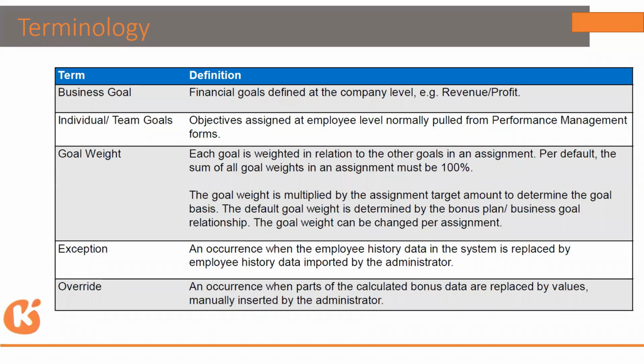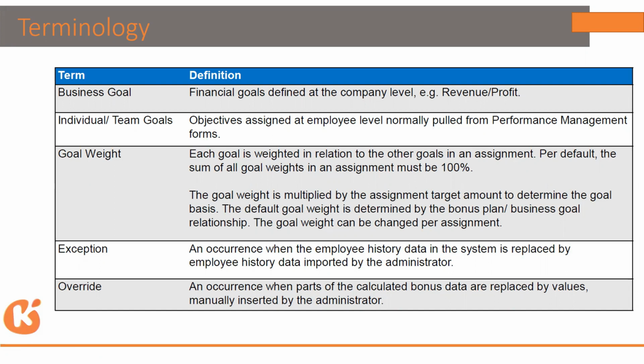The same thing goes with the individual and team goal also. You'll have to define them. I just told you that your business goal plus your individual goal and team goal, all of these, there's a calculation that happens. It depends upon the formula that you have selected. Then there is a goal weightage: how much weightage is there in all these business goals. Based on weightage, you can divide your amount. Then there is an exception. In case of any exception, when your historic data is not available or has been changed, those are exceptions.